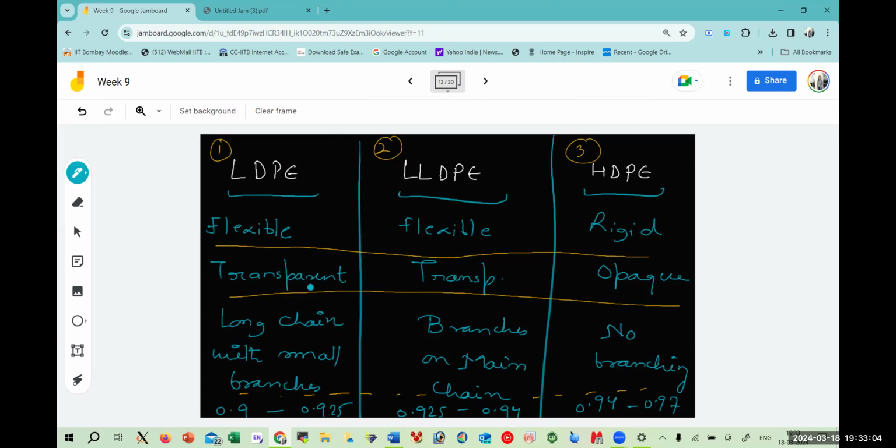Their names come directly from the density values. If you can see, the LDPE density range lies from 0.9 to 0.925. Then from 0.925 to 0.94, and 0.94 to 0.97, that is high density polyethylene.